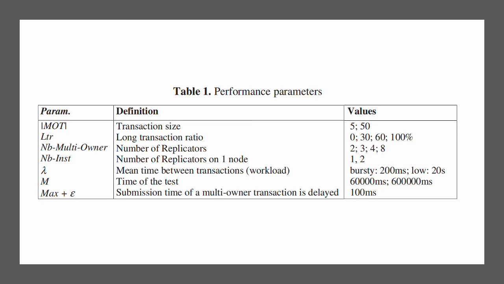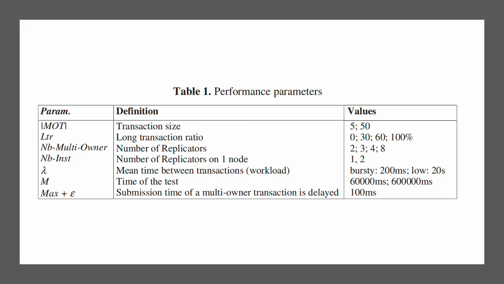We define two types of multi-owner transactions, denoted by MOT, defined by the number of write operations. Basically, small transactions have a small size, while large transactions have size 50. To understand the behavior of the algorithm, it is represented as short and long transactions, and they define 4 scenarios. The first one is the long transactions ratio, denoted by LTR.